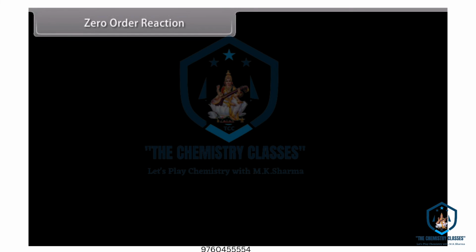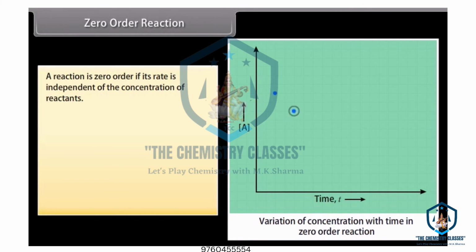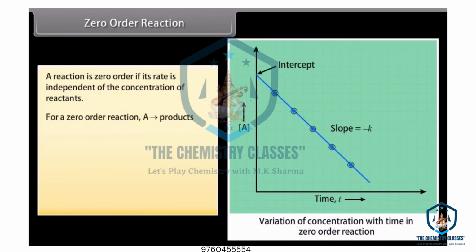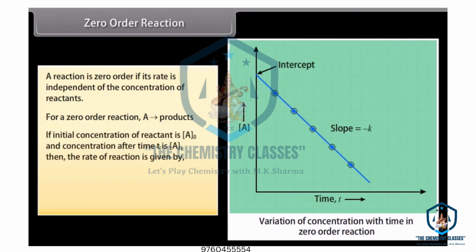Zero-order reaction. A reaction is zero-order if its rate is independent of the concentration of reactants. For a zero-order reaction, A is changing into products. If the initial concentration of reactant is [A]0, and the concentration after time t is [A], then the rate of reaction is given by minus d[A] by dt is equal to the product of k and [A] raised to the power 0, which is equal to k. It can be written as d[A] is equal to minus k dt.